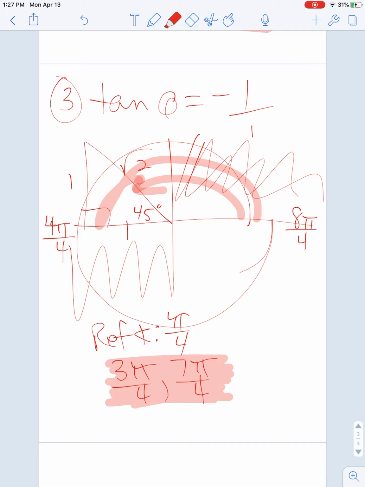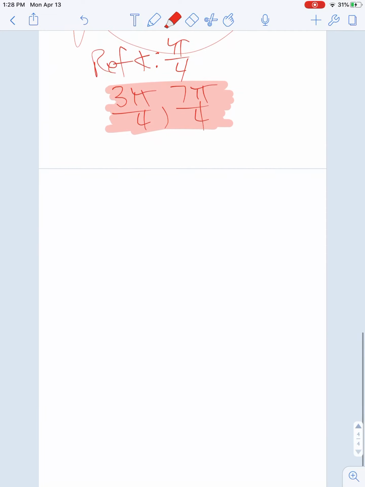Notice, reference angle is 45, which is pi over 4. 3 pi over 4 is 1 less. 3 pi over 4 is 1 less, which means second quadrant. 7 pi over 4 is 1 less, which when you're coming this way, that's 1 less than 8 pi over 4.